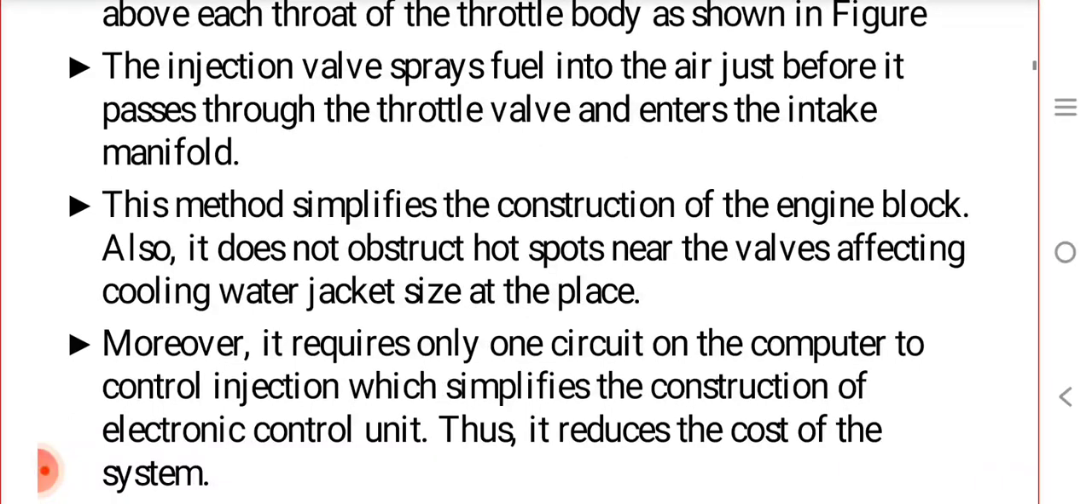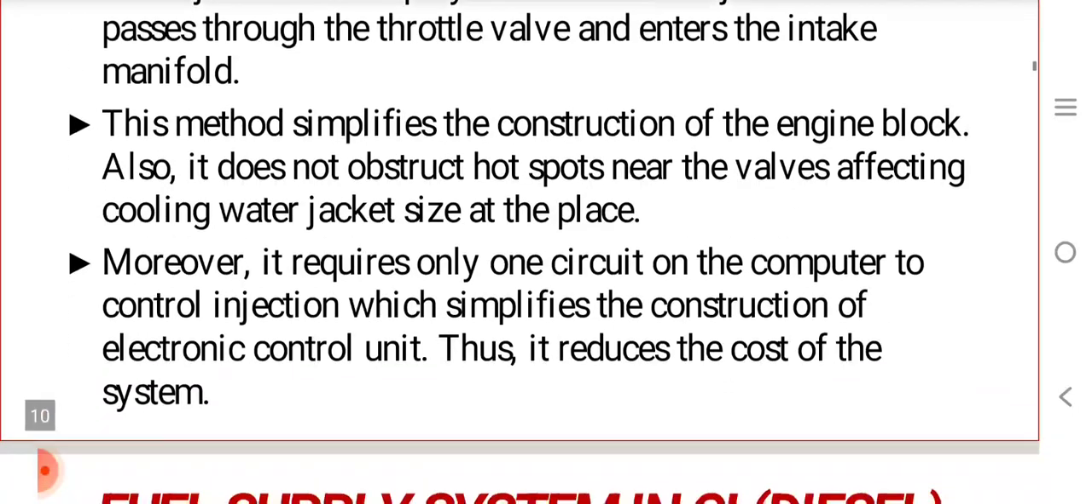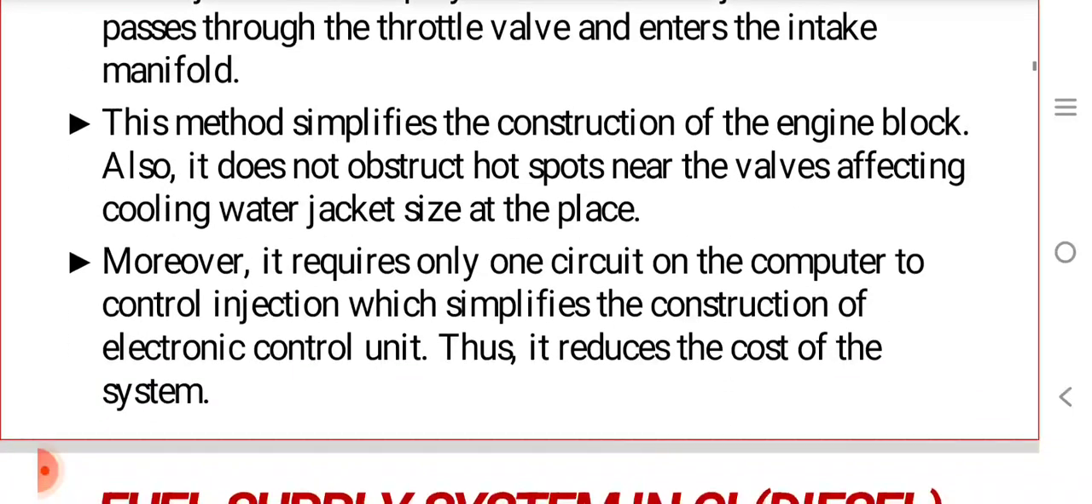This method simplifies the construction of the engine block. Also, it does not obstruct the hot spot near the valve, affecting the cooling water jacket size at the place. Moreover, it requires only one circuit of the computer to control the injection, which simplifies the construction of the electronic control unit. Thus, it reduces the cost of the system.